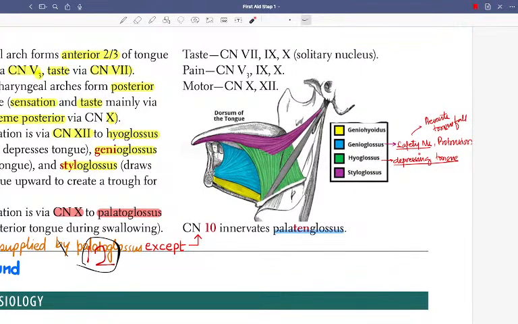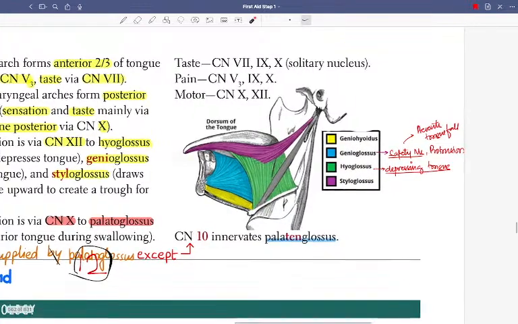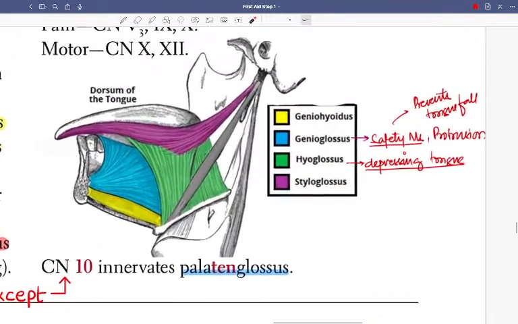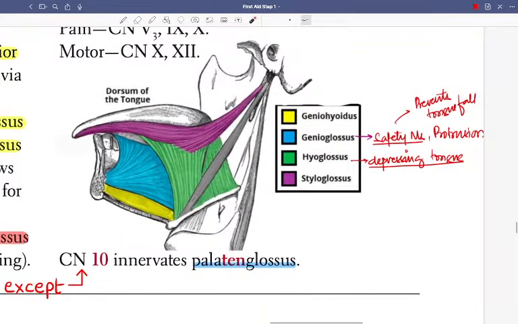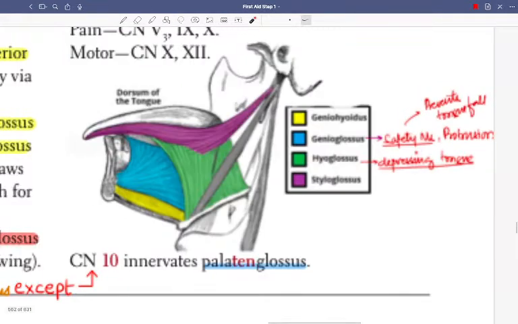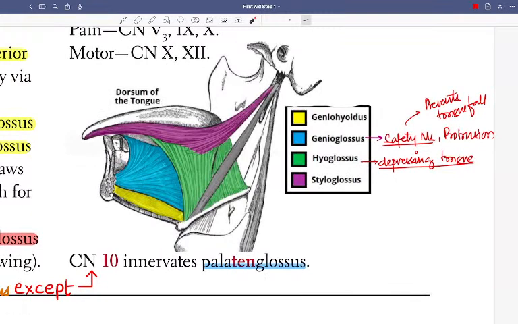Now another very important thing. This picture is extremely important. I think I must have taken it from one of the books. This is the dorsum of the tongue, and this is styloglossus coming from the styloid process. This is hyoglossus coming from the hyoid bone. Green is genioglossus, which spans most of the tongue. Hyoglossus is the depressing action of the tongue.